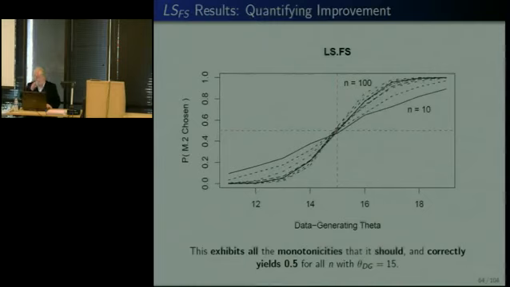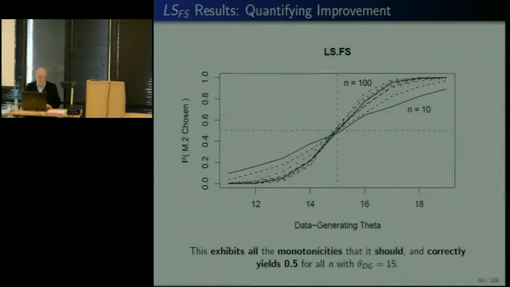So obviously, if you pick out any particular n, like n equals 10, which is the solid line there, the bigger the data generating theta is, the bigger the chance of picking the model that says the theta is big. No wonder. And in fact, apart from Monte Carlo noise, all 10 of those curves go right through the point 15 comma 1/2, as they should.